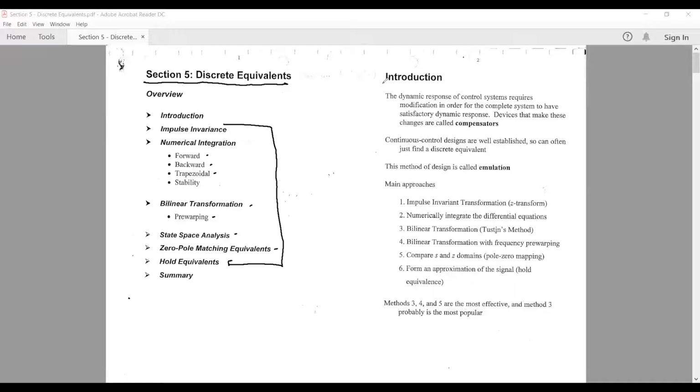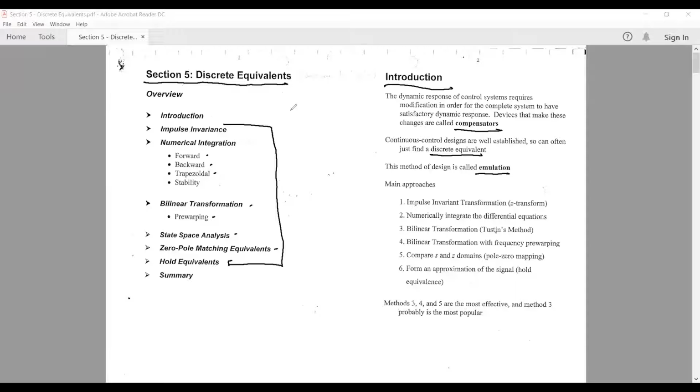So if you look at the introduction, the dynamic response of a control system requires modification in order for the complete system to have satisfactory dynamic response. Devices that make these changes are called compensators. So continuous control designs are well established, so we can often just find a discrete equivalent. This is what this whole section is about: finding a discrete equivalent of continuous controllers or compensators. And this method of design is called emulation.